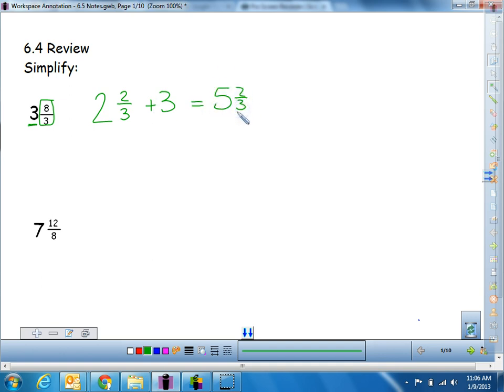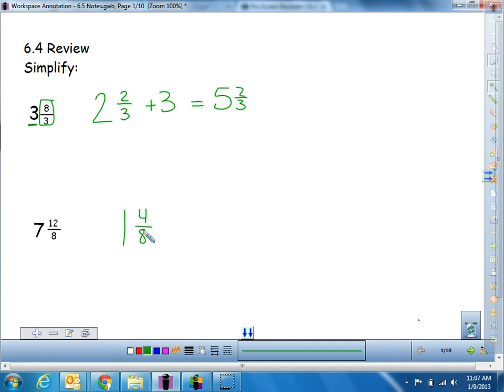Down here, we have 7 12/8. We're going to forget about the 7 for right now because we want to convert that 12/8 back into a mixed number. 8 can go into 12 one time. Once we take it away once, our remainder would be 4, so that becomes our new numerator. And our denominator stays the same. It stays right there at 8.